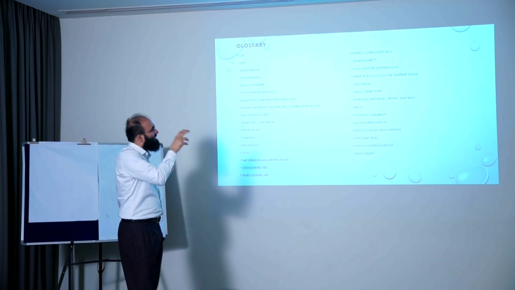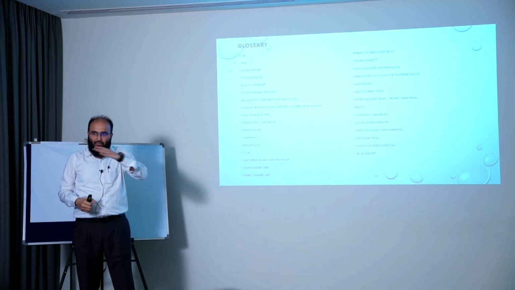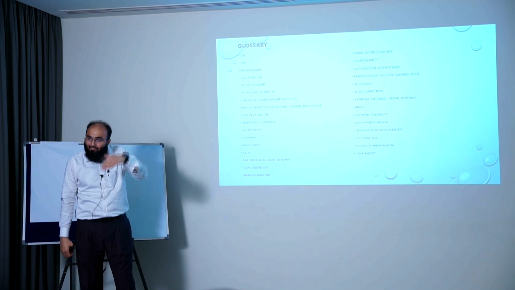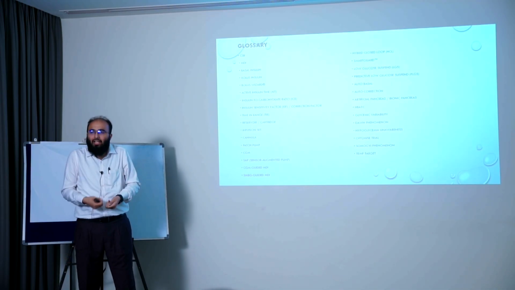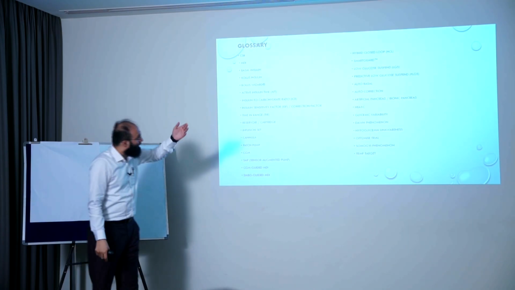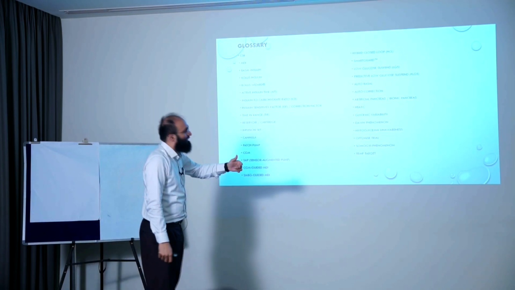Low glucose suspend, LGS, is in the previous versions of the pump. When the sugar would hit the low, say it hits 70 or below, then the insulin delivery would get suspended. That is LGS, low glucose suspend. However, now it is predictive LGS.